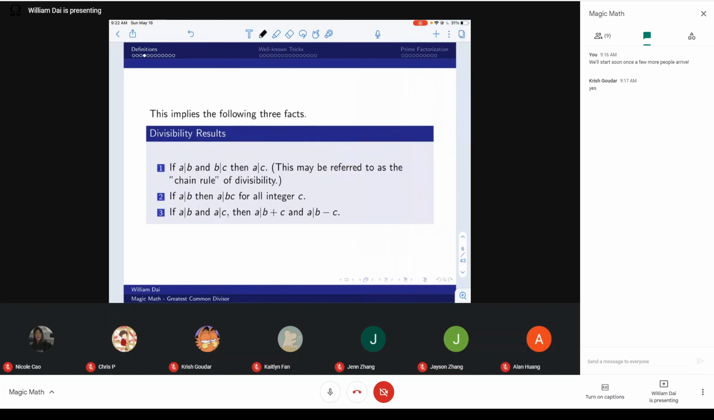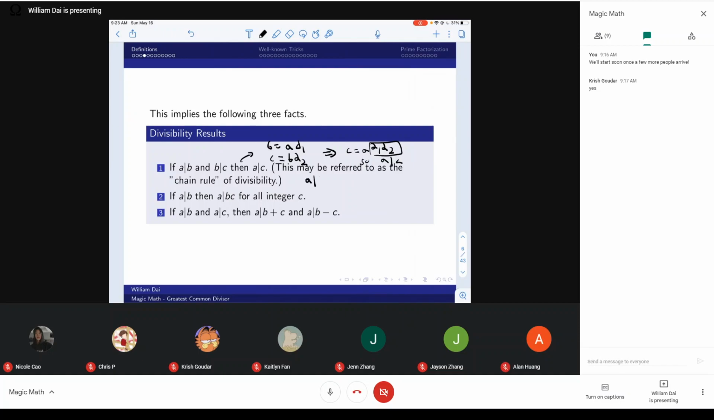Okay, here are some basic ways to manipulate stuff using this notation. The first one is if A is a divisor of B and B is a divisor of C, then A is a divisor of C. The proof is pretty simple. Say B equals A D1 and C equals B D2. Then we have C equals A D1 D2. D1 D2 is an integer, so A is a divisor of C.